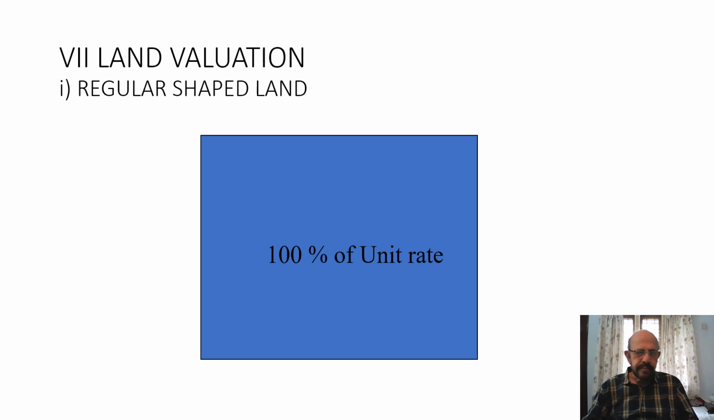Land valuation. Regular shaped land. This is the best shape for valuation, and it is a pure rectangle, and the advantage for construction is more, so 100% of the unit rate is considered in the valuation.